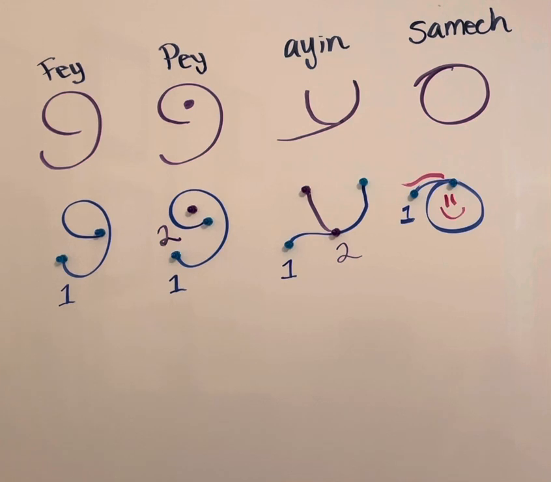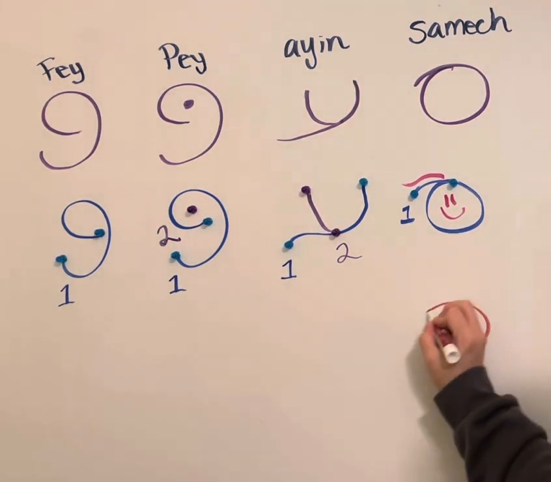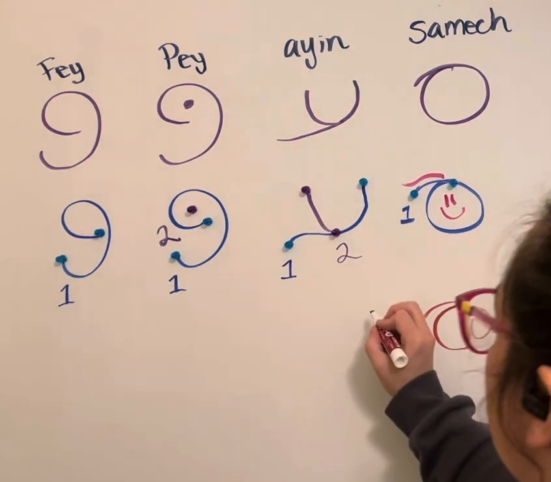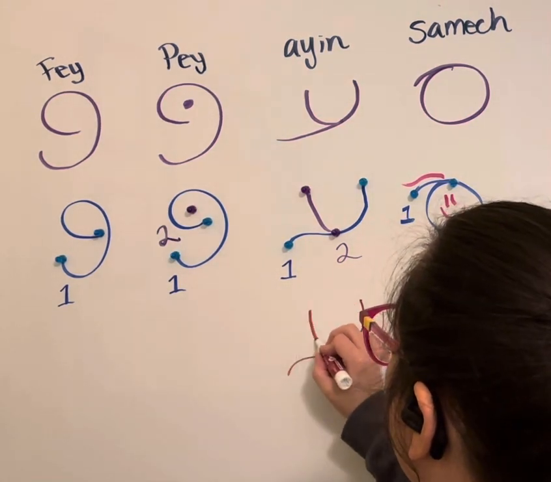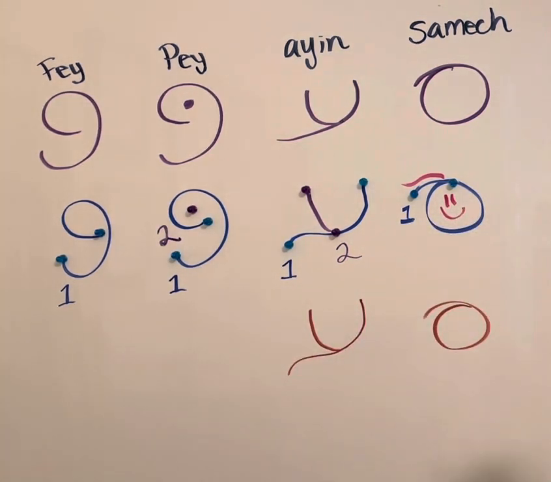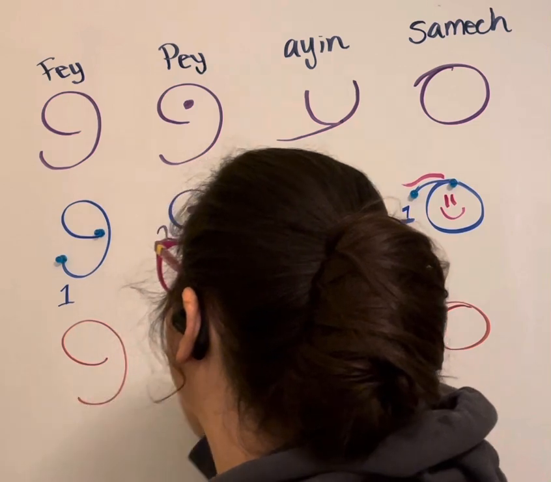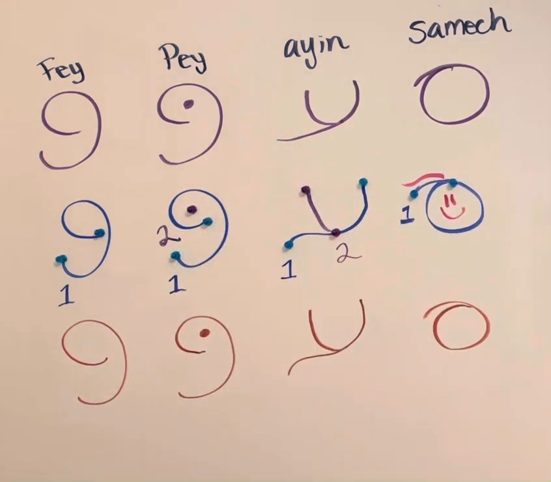So Samech, Ayin, pay, fay. And then if I were to write this out, I'm going to have a smiley with a little hair flare. We're going to do our Y for our Ayin shape. And then we have our 9s. And the pay has the dagesh.